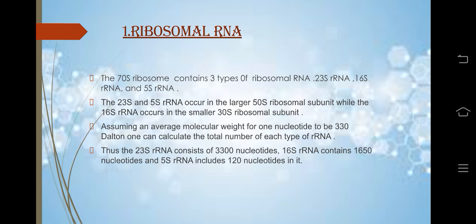First, ribosomal RNA. The 70S ribosome contains 3 types of ribosomal RNA, 23S rRNA, 16S rRNA and 5S rRNA. The 23S and 5S rRNA occur in the larger 50S ribosomal subunit, while the 16S rRNA occurs in the smaller 30S ribosomal subunit. Assuming an average molecular weight for one nucleotide to be 330 Dalton, one can calculate the total number of each type of rRNA. Thus, the 23S rRNA consists of 3,300 nucleotides, 16S rRNA contains 1,650 nucleotides, and 5S rRNA includes 120 nucleotides in it.